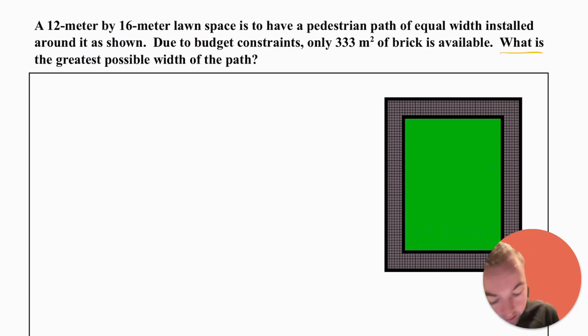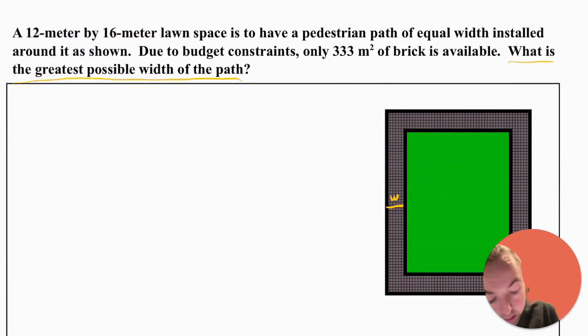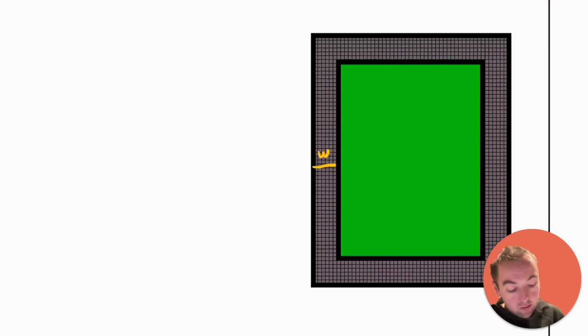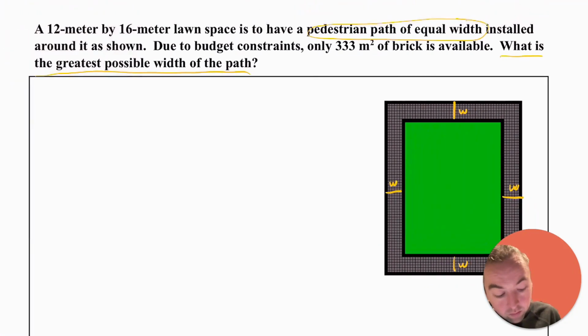Since we're trying to determine the greatest possible width, in this picture, where the gray color is, where the pedestrian path is to be constructed, we want to know how long that width is supposed to be. What's really important is that the pedestrian path is of equal width. That means all the way around, the width of the path is the same. So all of those widths are just the same number, w. We want to try to solve for that.